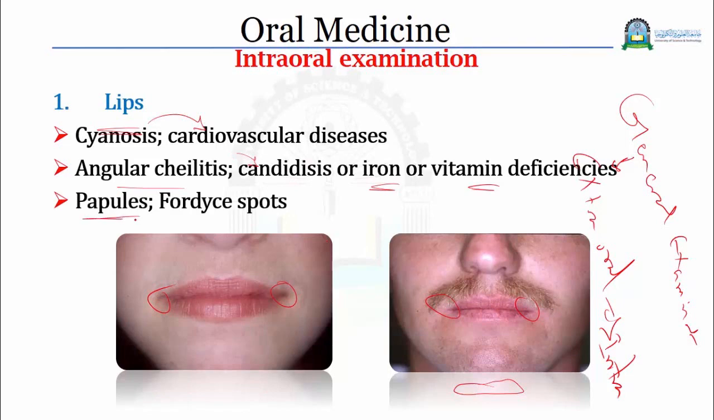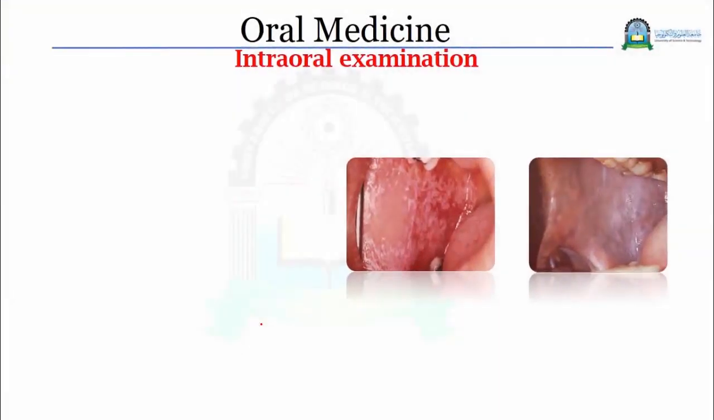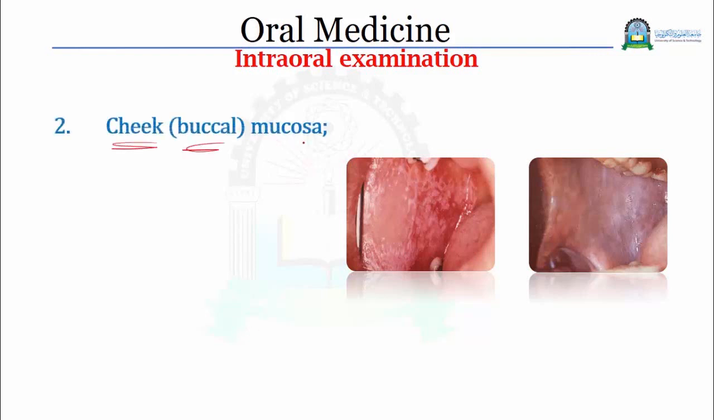Papules can also be present on the lips, like Fordyce spots. We'll talk about the Fordyce spots in the lecture of the normal variations. Moving to the cheek and buccal mucosa intraorally, you should examine the buccal mucosa and the cheek, which commonly present with oral lesions.